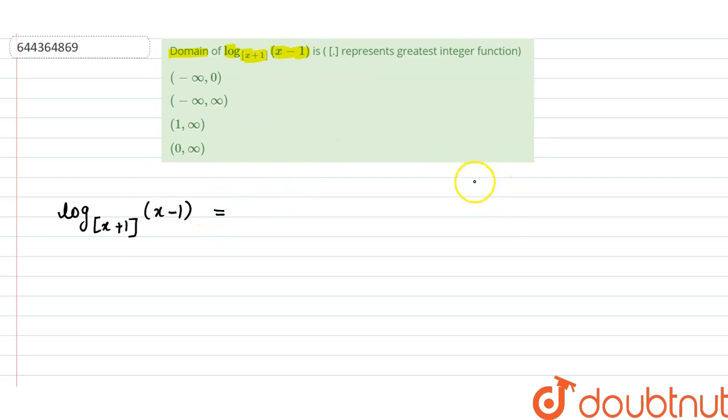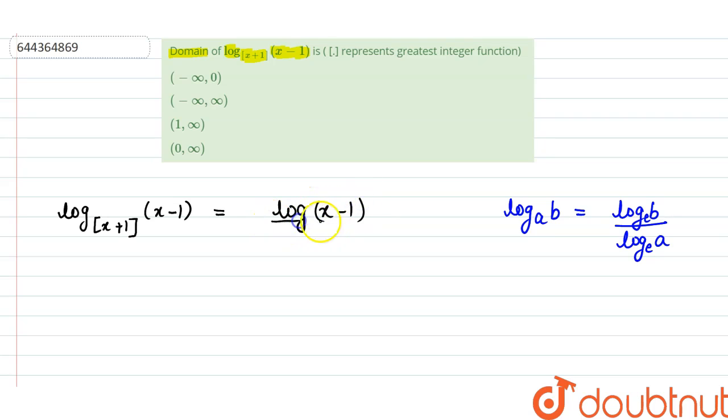Now we know the property of log, which says that if log a b, then it can be written as log b to the natural base divided by log a to the natural base. So by using this property, we can write log x minus 1 to the natural base divided by log [x+1] greatest integer function to the natural base.